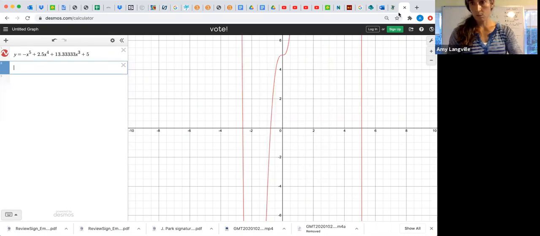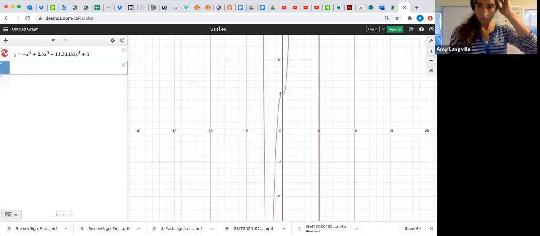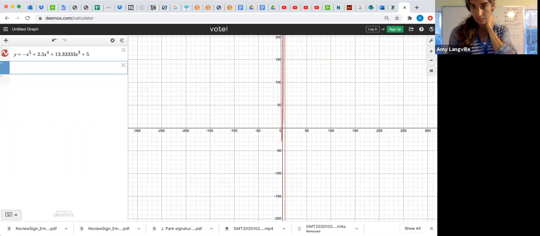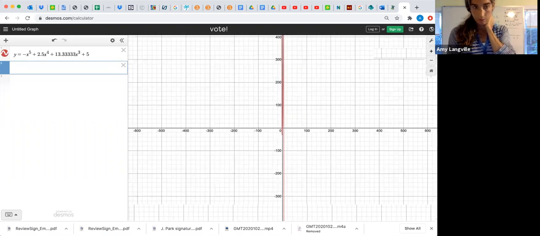Okay, and then I think I should zoom out a bit to see all the terms here. Oh, whoa, that's crazy. So maybe that's not useful for us to take a look at. That's crazy.